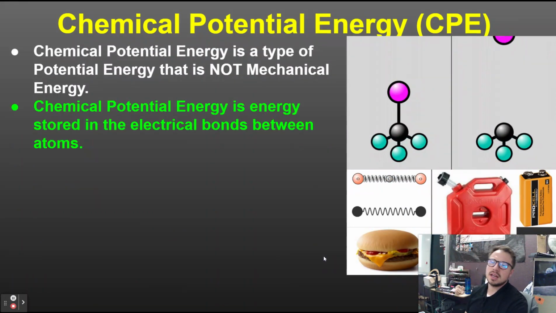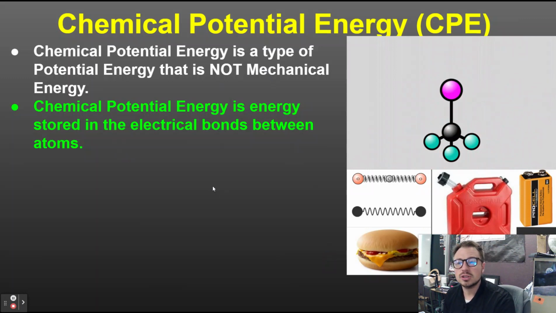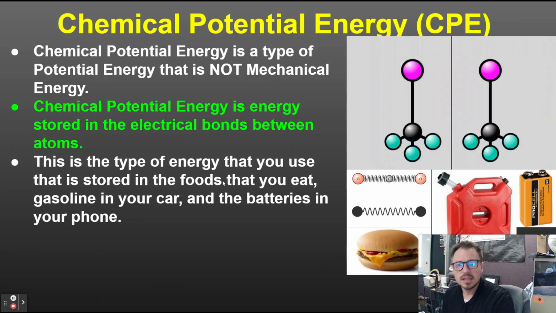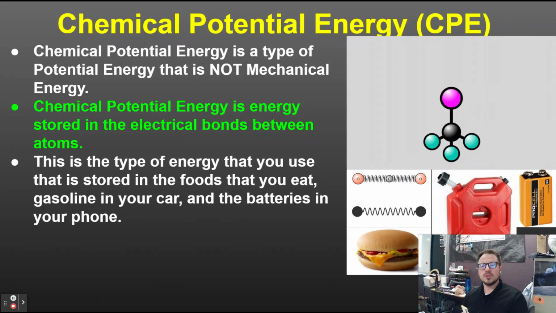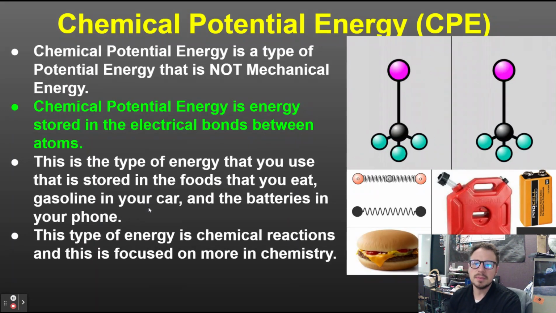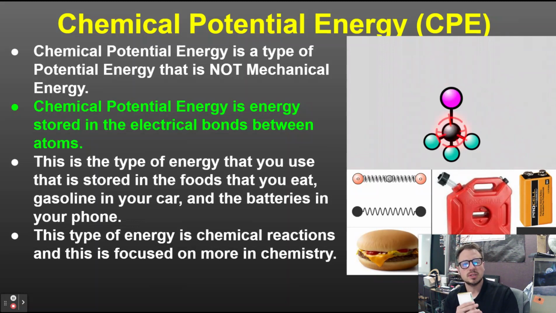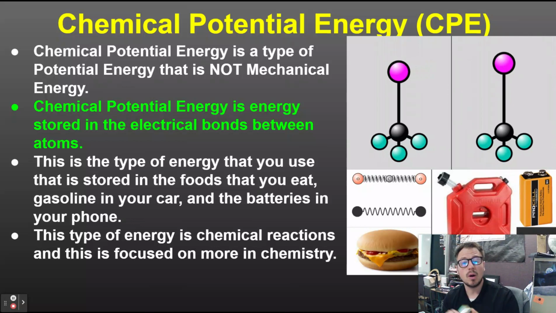Now, let's go over chemical potential energy. Chemical potential energy is energy stored in the electrical bonds between the atoms. This is the type of energy that is stored in foods that you eat, gasoline in your car, and the batteries in your phone. So this type of chemical reaction is more in chemistry, but you can see here that you're breaking those bonds. That energy stored, that's where you get all of your energy.